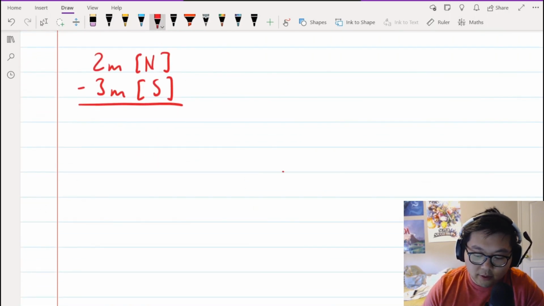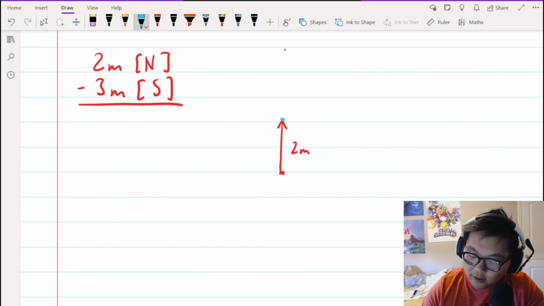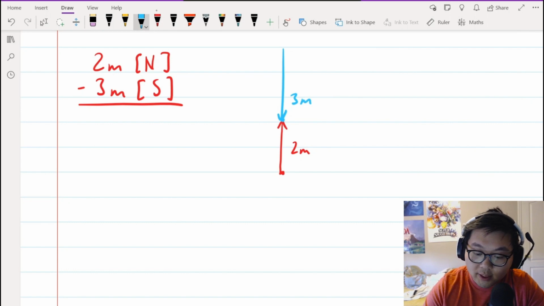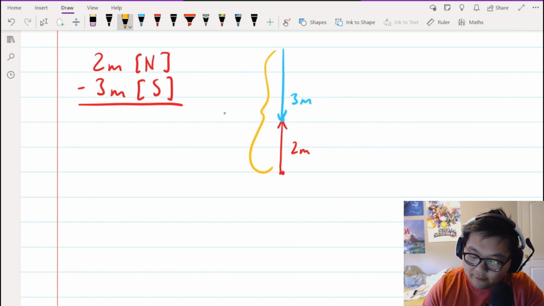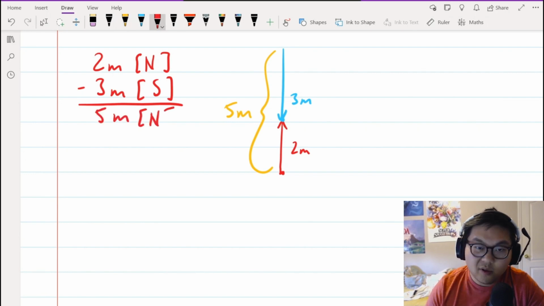So we start here, we go up 2 meters, and then the second one we're subtracting. So we need to start at the tip here and drop 3 meters. And so our net distance here is actually 5 meters. So our result is 5 meters to the north. So there you have it. That's the differences between scalars and vectors and how to add and subtract scalars and vectors.